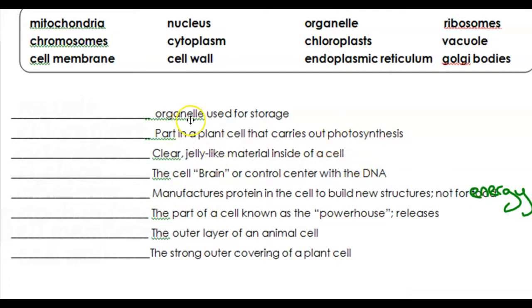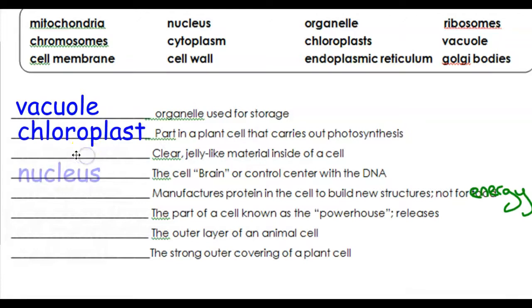Let's take a look at organelles up close. The organelle used for storage is the vacuole. In plants, large vacuoles store water so that plants can remain hydrated and complete the necessary steps of photosynthesis, wherein water is a main participant. Okay, the part of the plant cell that carries out this photosynthesis is the chloroplast with the chlorophyll.